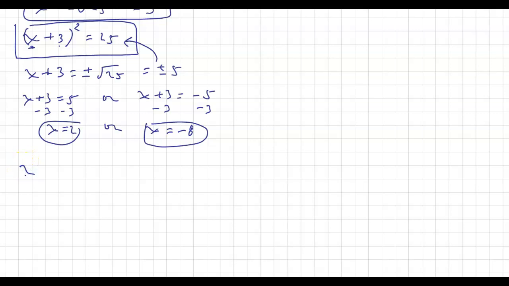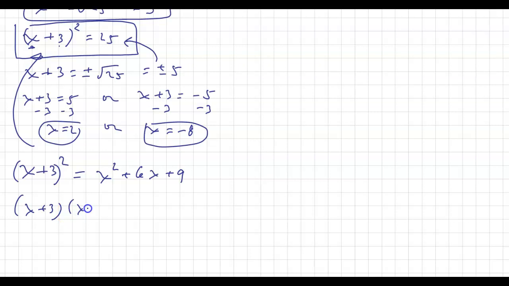Now, if you take x plus 3 and actually square it, if you actually take this expression, it turns into x squared plus 6x plus 9. Maybe you've learned the so-called FOIL technique of multiplying two binomials.